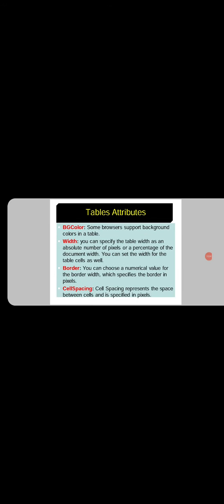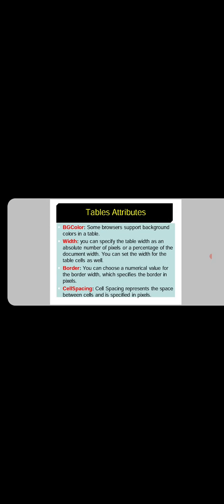So what are the different types of table attributes or table parameters? What are the different attributes or parameters used to create a table? All these are the different parameters or attributes: BG color, width, border, cell spacing, cell padding, align, background. All these are optional parameters or attributes, which means we may or may not use them with the table tag. These are the different characteristics, properties or settings of a table.